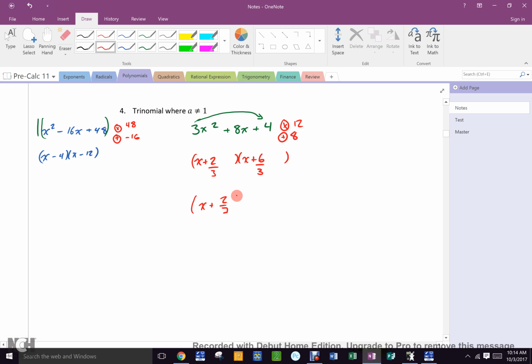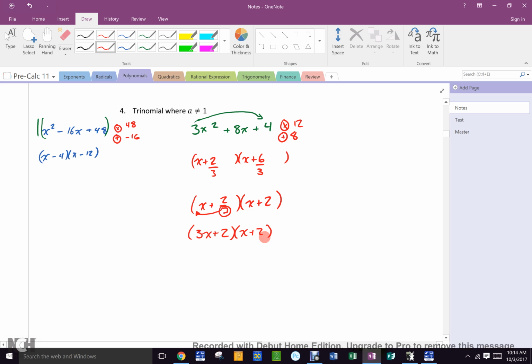So I would get x plus 2/3 times x plus 2. Everybody cool with that? This is no good, is it? So that 3 comes back to the front. And I get 3x plus 2 times x plus 2.